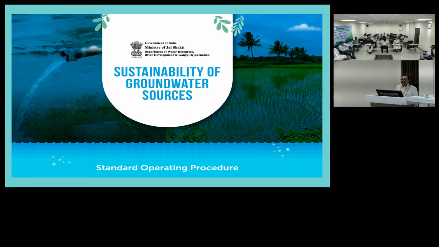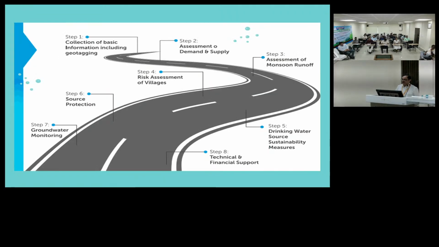Then we have prepared this SOP, the standard operating procedure for sustainability of groundwater sources. In this SOP, we have made 8 steps to be followed. The first step is collection of basic information including geotagging. The second step is assessment of demand and supply. The third step is assessment of monsoon runoff.